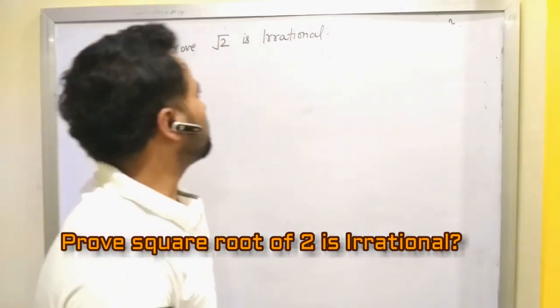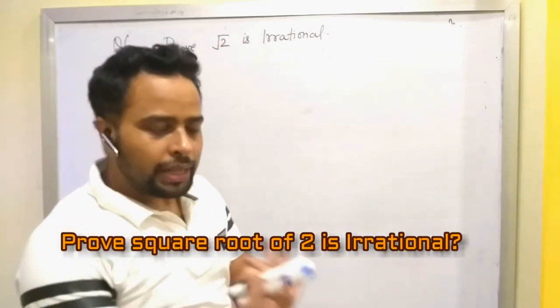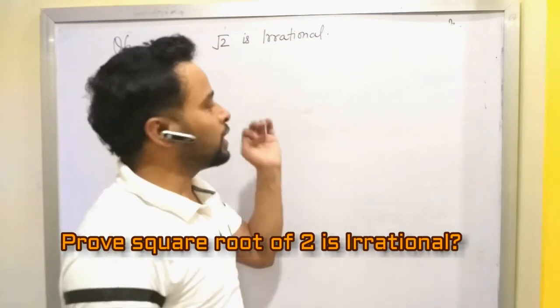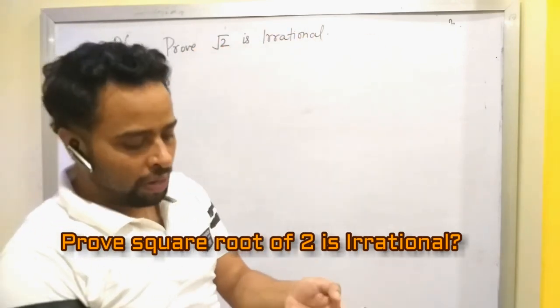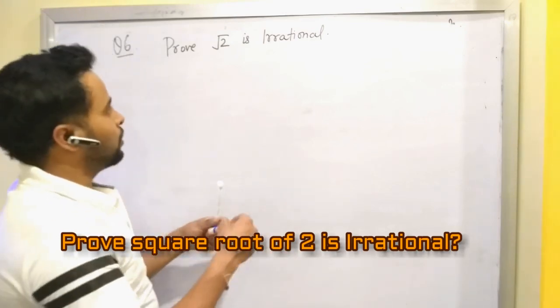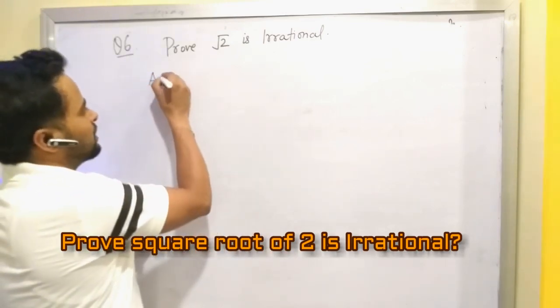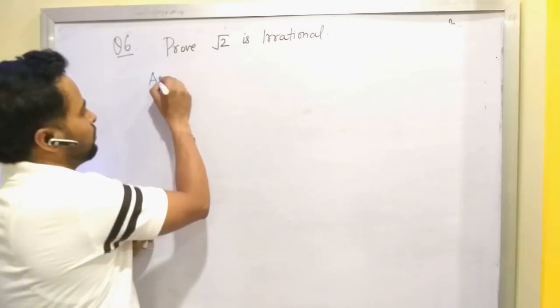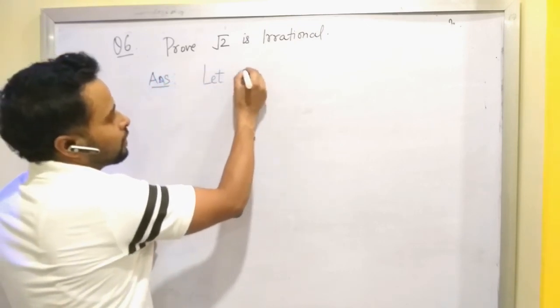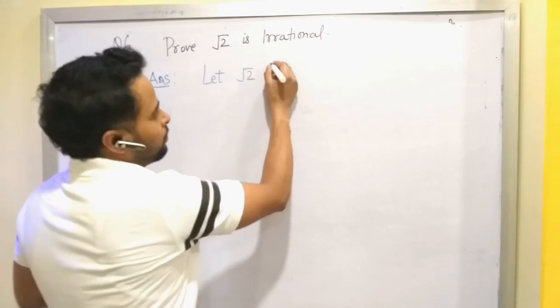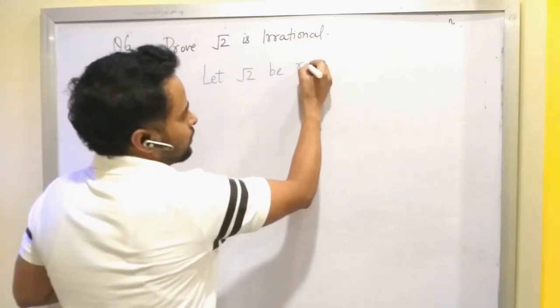Similarly, this contradiction method is: let us take just the reverse of what is to be proved. Prove root 2 is irrational. So in the answer we write, very important, let root 2 be rational.